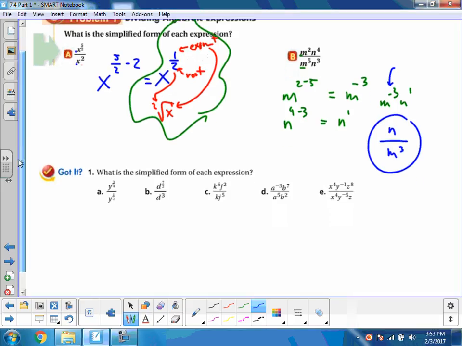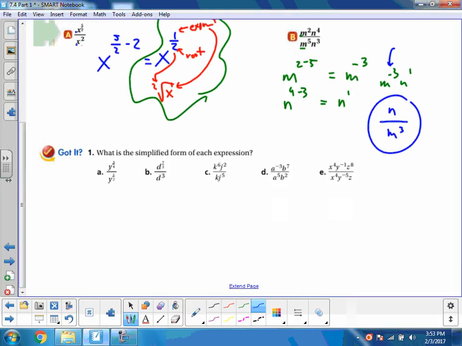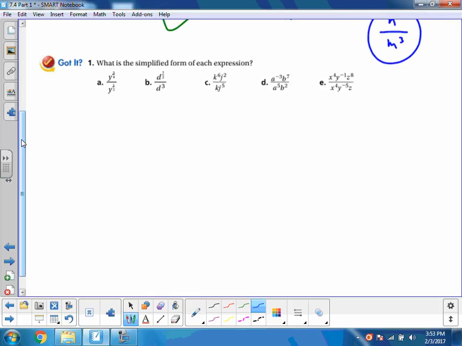How exciting. Speaking of exciting, why don't you go ahead and press pause and work these ones out. Simplify them, and if you end up with anything, again, with a negative exponent, please shift it so that it is not negative.